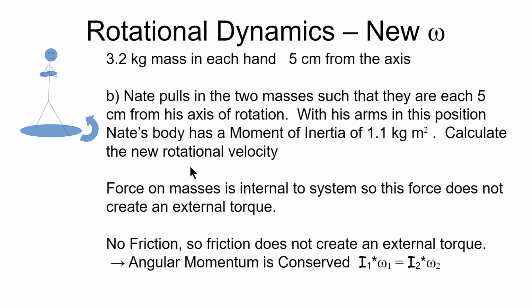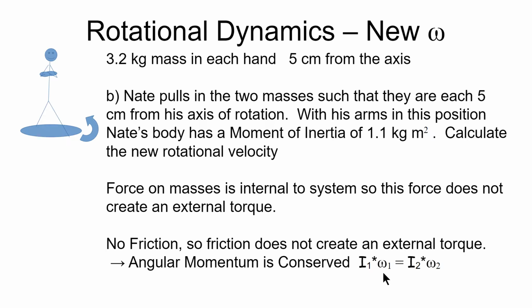Can we use conservation of angular momentum? Well, in order to conserve angular momentum, we must have no external torque on the system. So that's going to mean no external forces. Nate's arms are applying force to these masses, but that's internal to the system. So yes, we don't have an external torque. All the action here is internal. There's no friction creating torque on the platform. So angular momentum is conserved. Angular momentum is calculated with the moment of inertia times the angular velocity. So we have two cases when the masses are extended in the arms.